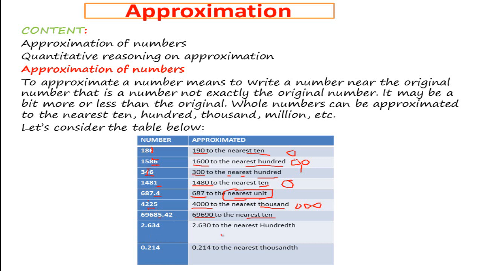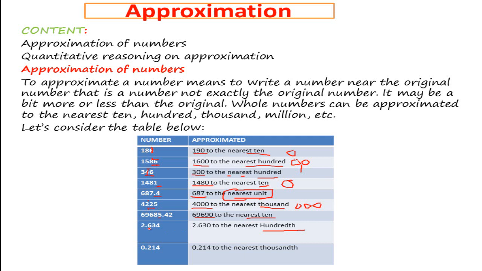Now let's go to 2.634 to the nearest hundredth. When you are approximating to the nearest hundredth, this "th" makes it different from 100. So that means you are saying 2 unit positions immediately after the decimal point. Are you getting it now? 2 unit positions immediately after the decimal point. Any other number after that one will turn to 0. That's the difference between this one. Are you getting it now?